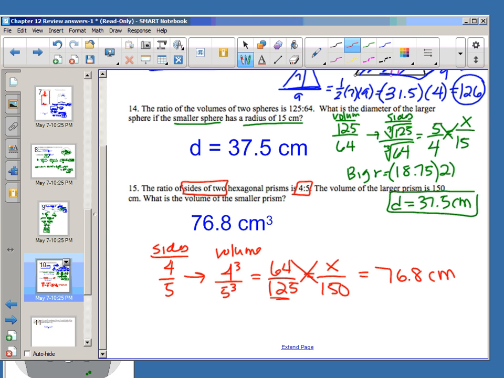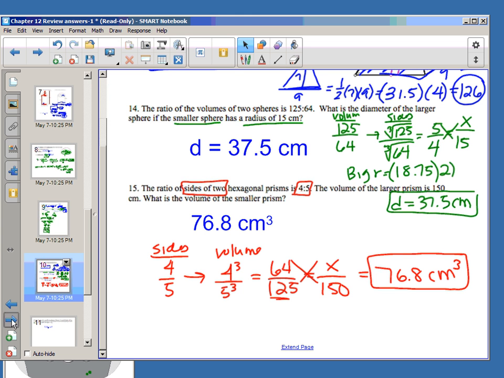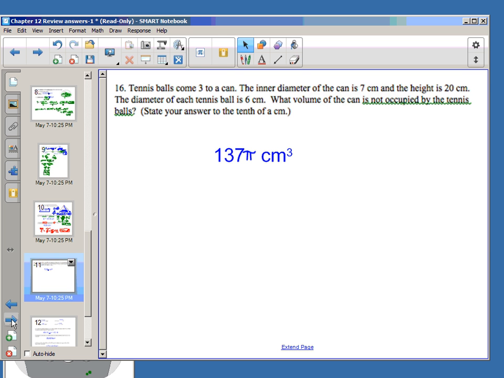So the key thing with these is if you know the sides and you're trying to find a volume, you have to cube it. If you know the volume and you're trying to find a side or a one-dimensional thing, you need to cube root it. Alright, I think that covers the 4th page now.